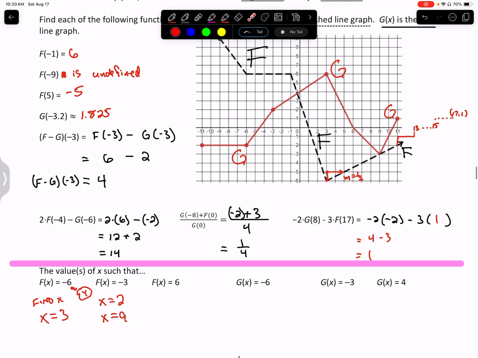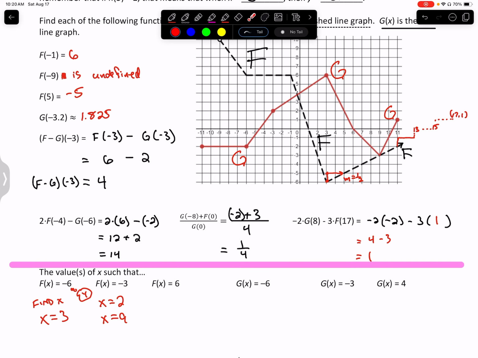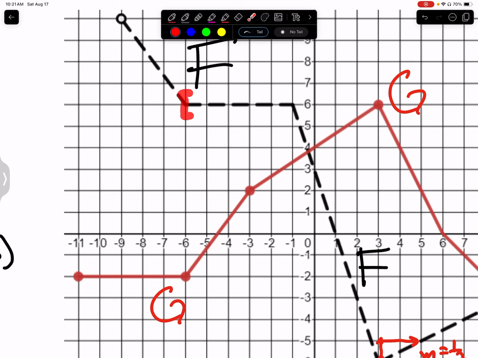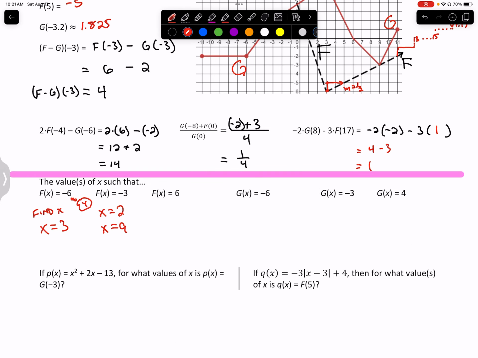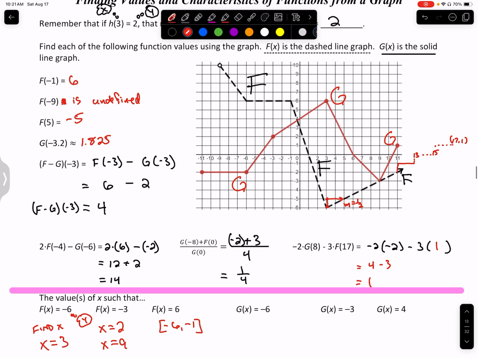f of x is 6. Doesn't appear to be different. When you look at the graph, f of x is 6 an infinite number of times. It's equal to 6 from negative 6 to negative 1 inclusive. So all the points between them. To write that, we would simply do a bracket from negative 6 to negative 1. Another bracket, that means it includes the numbers. If these were open circles here, we would use parentheses.